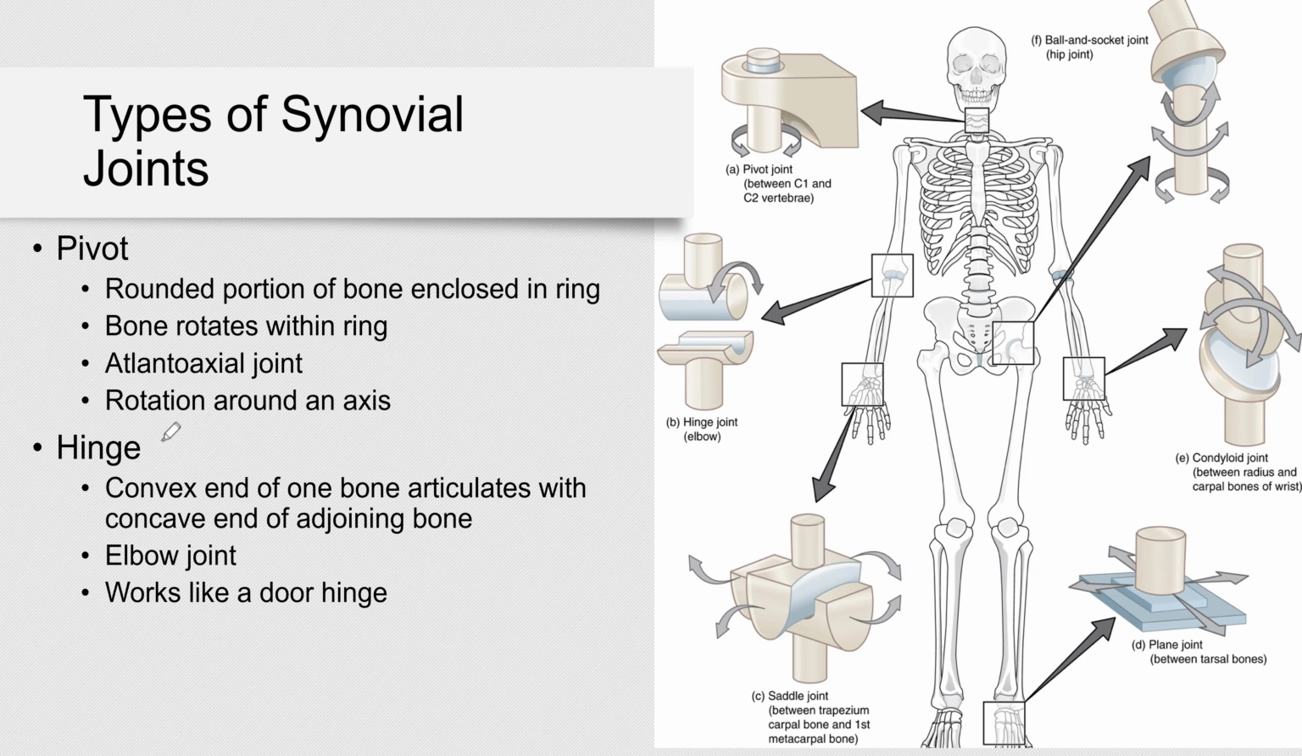Now the hinge joint, shown right here, like a hinge on your door. Example would be the elbow joint. Convex, so that's our convex end, sits inside the concave end of a bone and works like a door hinge. Example is the elbow joint.